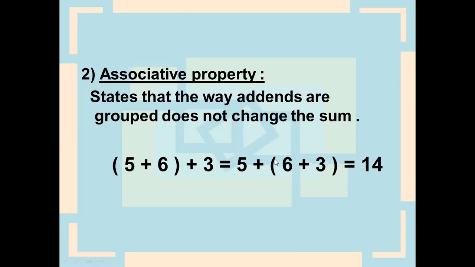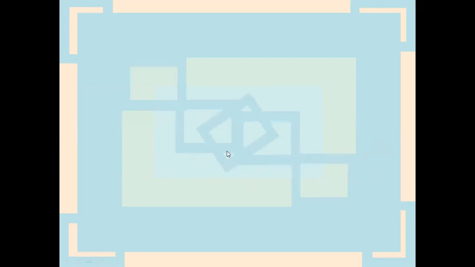And also, if we change the grouping, we start with the last two numbers. 6 plus 3 equals 9. 9 plus 5 is also 14. If we change the grouping, it doesn't change the result. It remains the same. The third property is called identity.